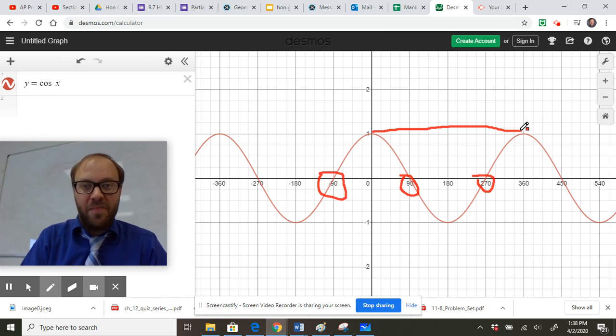So those are the basic features of the sine and cosine function, and in a couple of future videos, we'll take a look at some of the different transformations that we can do and how those will affect the appearance of the graphs.